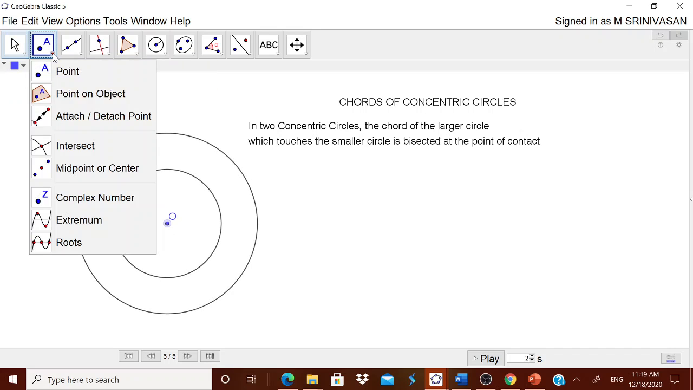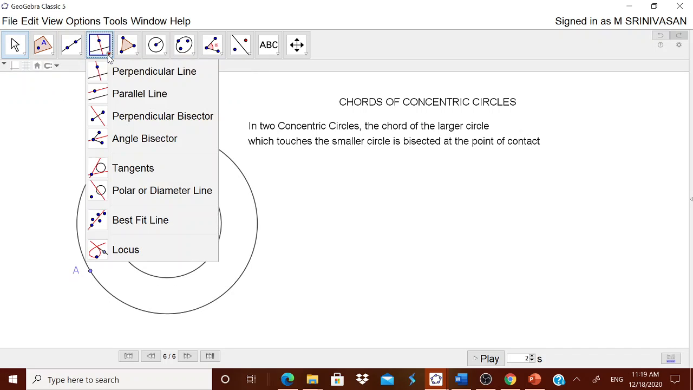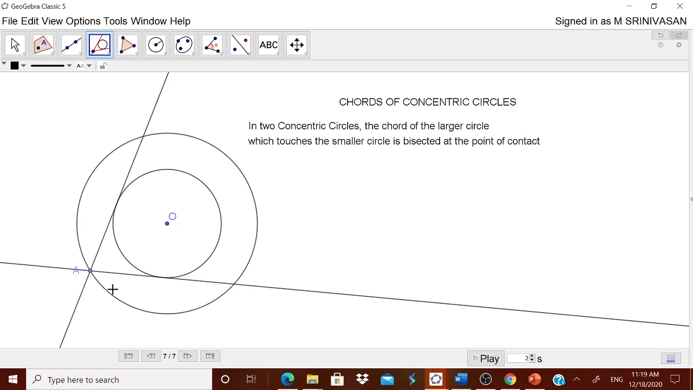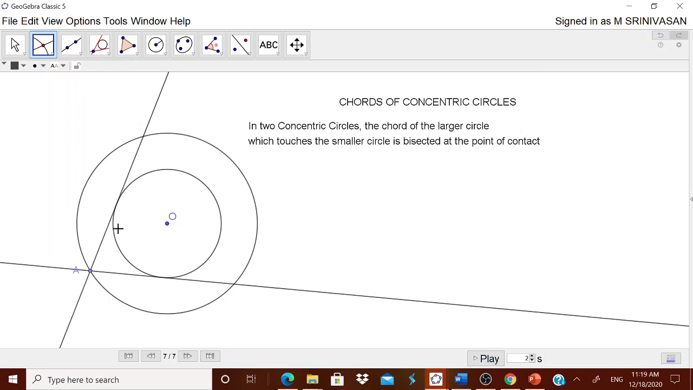Now let me take a point A on this object. Now from this, let me try to draw two tangents to the smaller circle. From here I will draw two tangents. So two tangents are drawn. Now I will go for the points of contact: the intersection of this and this, again this and this. Good. I think I got C, B, D now.